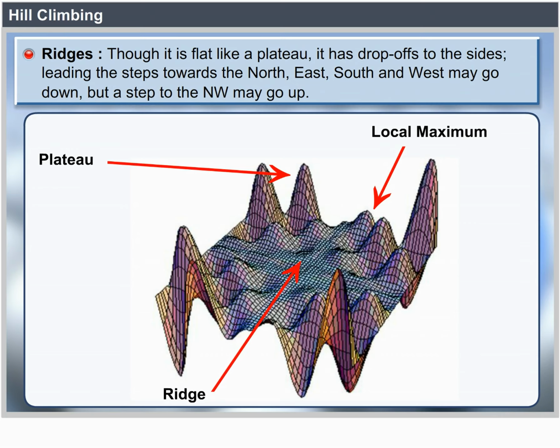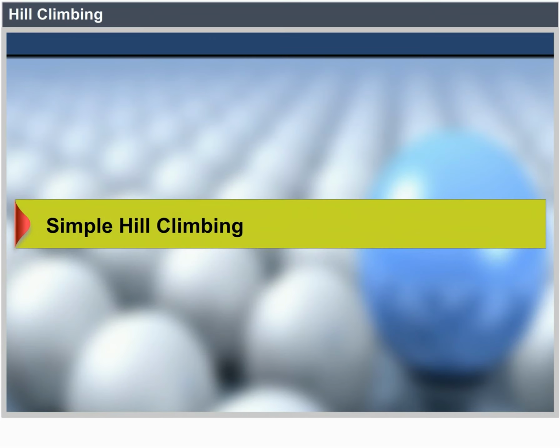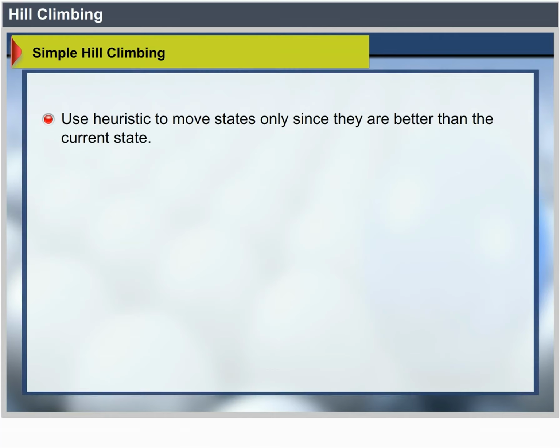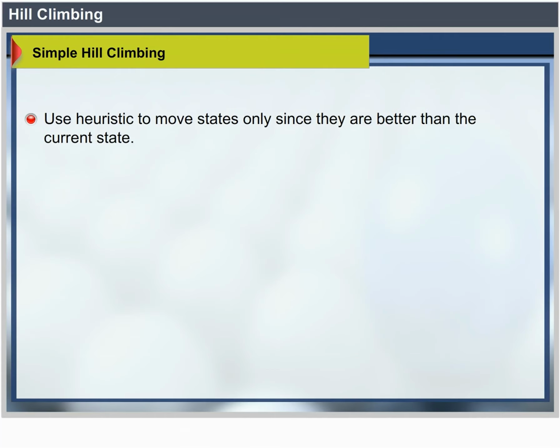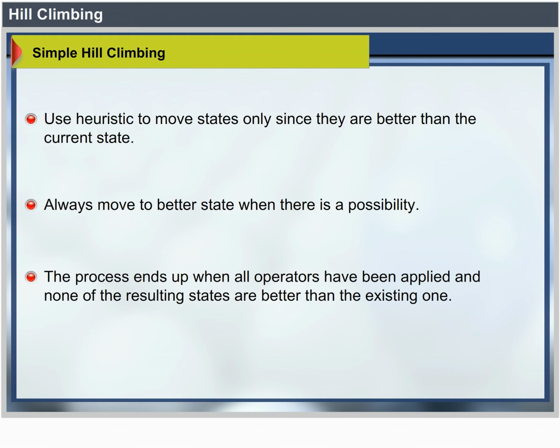Simple hill climbing. Use a heuristic to move states only when they are better than the current state. Always move to a better state when there is a possibility. The process ends when all operators have been applied and none of the resulting states are better than the existing one.